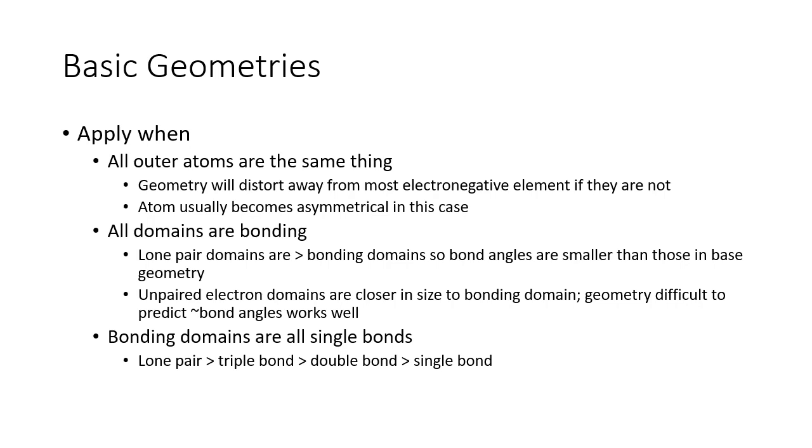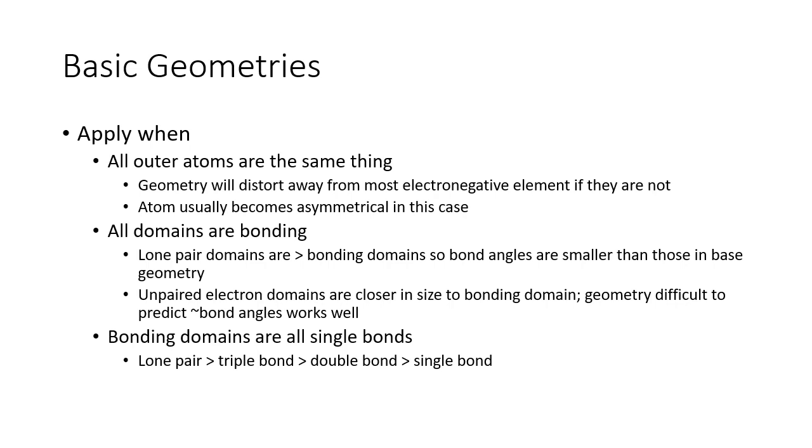All right, second case. Not all of the domains are bonding. So if we have a lone pair or an unpaired electron, generally speaking, lone pair domains are always going to be much, much larger than bonding domains, and so the bond angles are smaller than those in the base geometry. Why is that? A lone pair is not in a bond, so it cannot make a bond angle. It is taking up more space than a bonding domain, and so it pushes the bonding domains closer together. So the bonding domains have smaller angles than in the basic geometry when you have a lone pair.